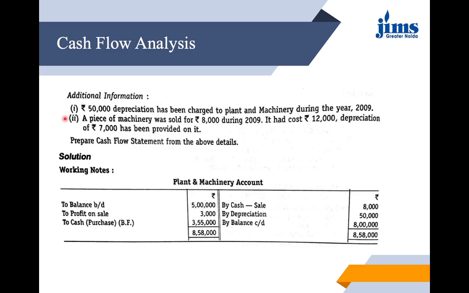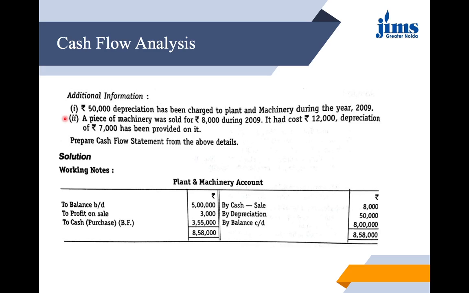Before beginning with the cash flow statement, we need to draw the ledger account of plant and machinery so that we can see the status, that is, how much cash is spent as plant and machinery is purchased or sold in the market. So for that purpose, let us discuss this point, then we'll move towards drawing the plant and machinery account. See, here a plant and machinery was sold for rupees 8,000.